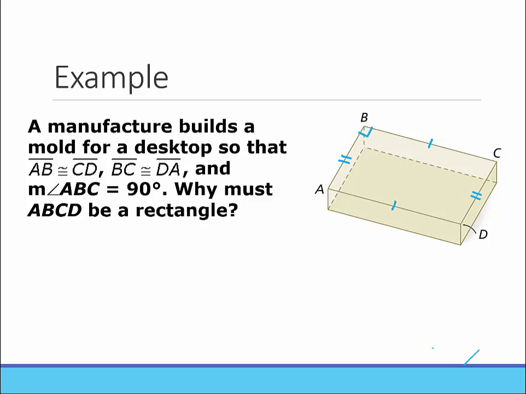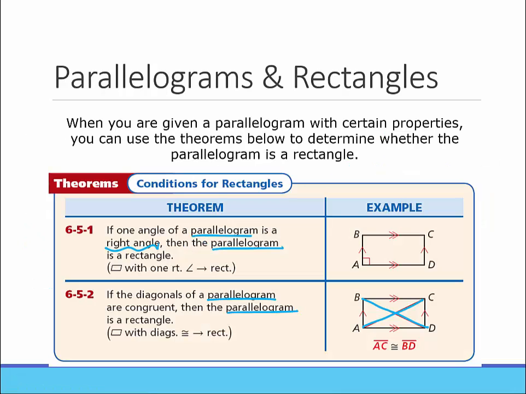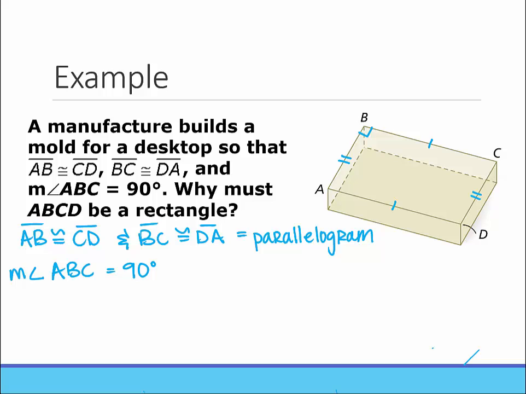The first bit of information is that AB is congruent to CD, and BC is congruent to DA. Because those two pairs are congruent, this tells me we have a parallelogram. And then the fact that the measure of angle ABC is 90 degrees completes that first condition right there. I have a parallelogram with one right angle, so then ABCD must be a rectangle.